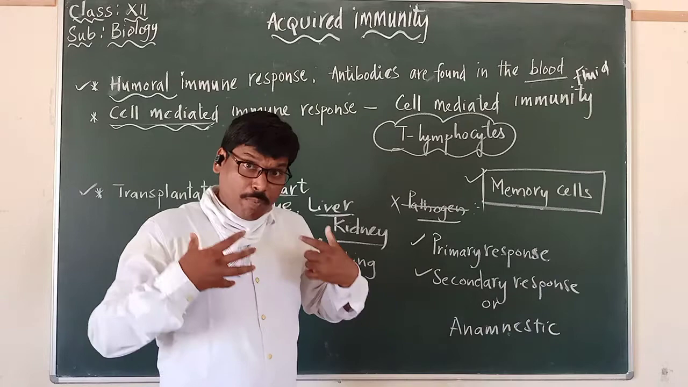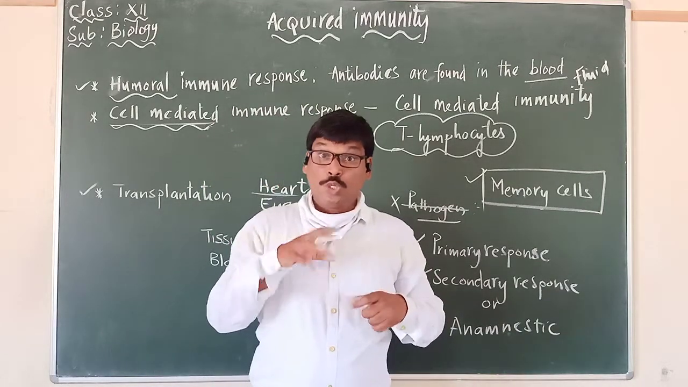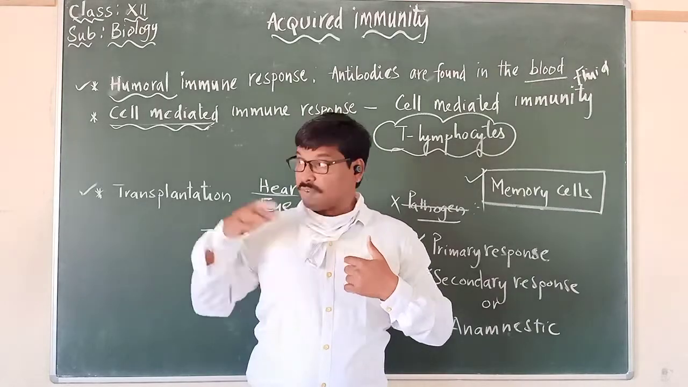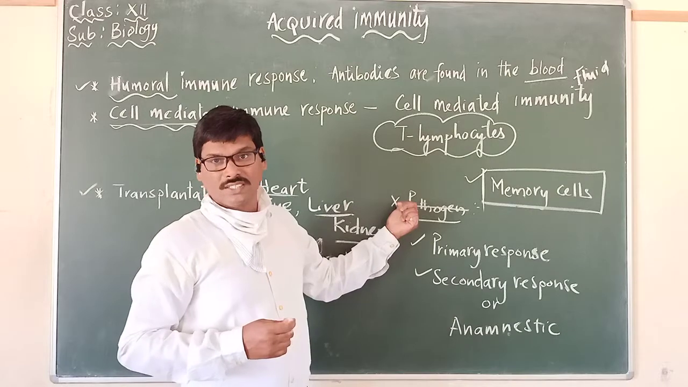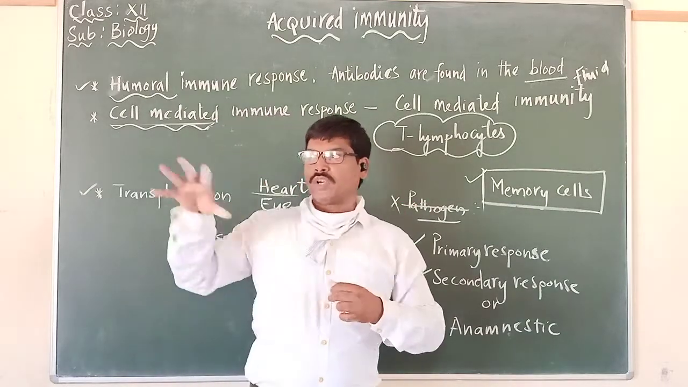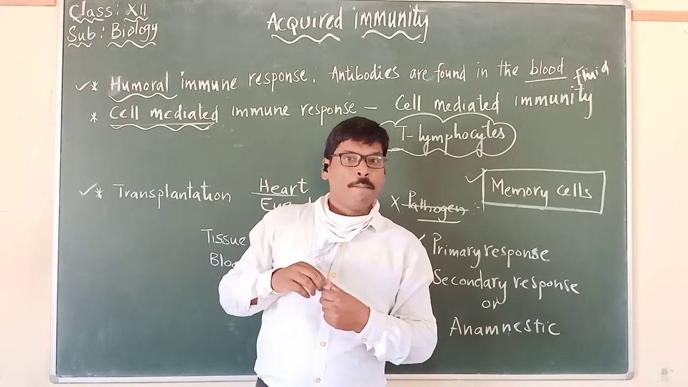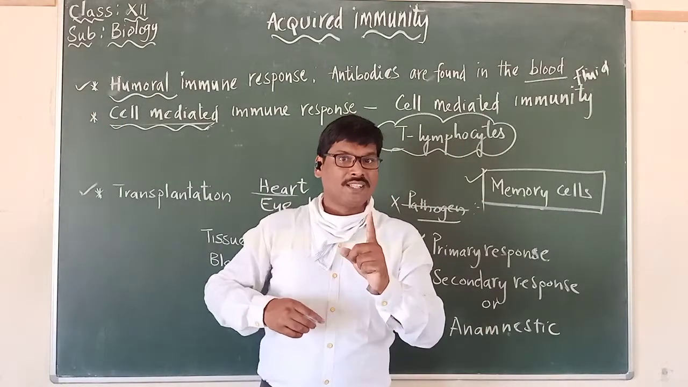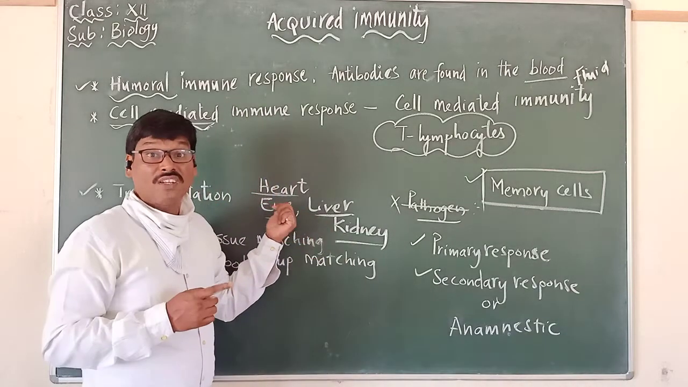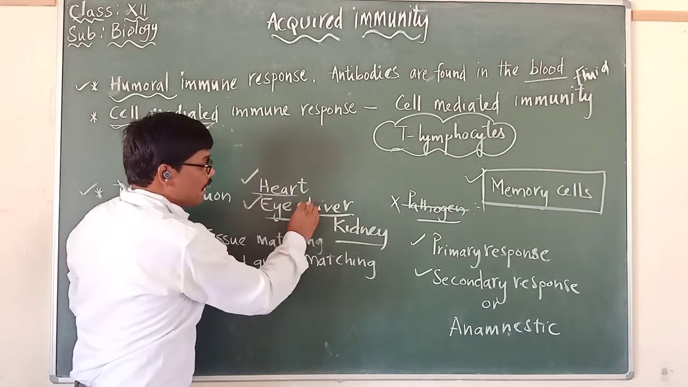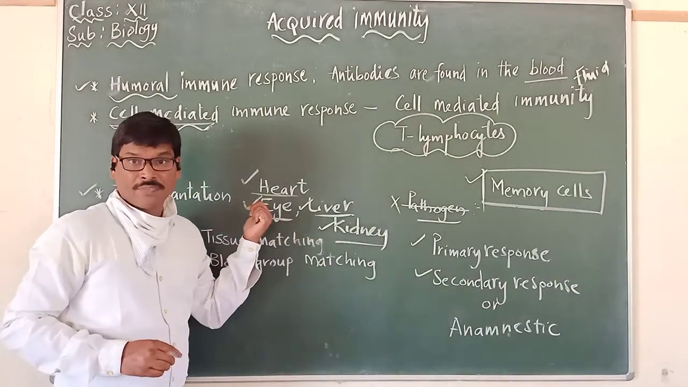See, our acquired immunity, our immune system, has the ability to identify self cells from non-self cells. Non-self cells means what? They are the pathogens. Our immune system has that ability. These are our own body cells, and these are the microbes entering our body. But in some cases, during organ transplantation, it cannot identify these, whether heart, eye, liver, or kidney, during the grafting.